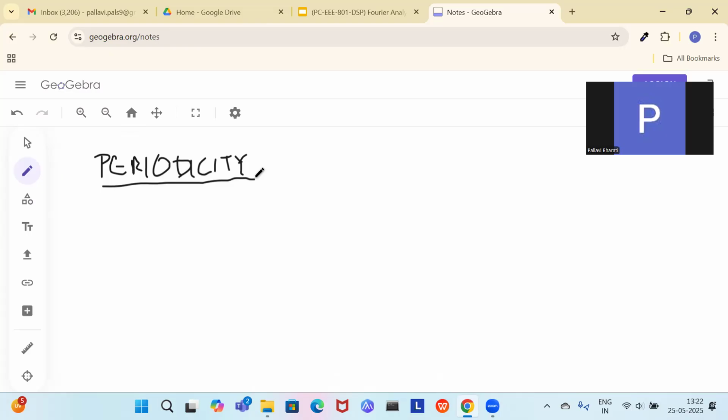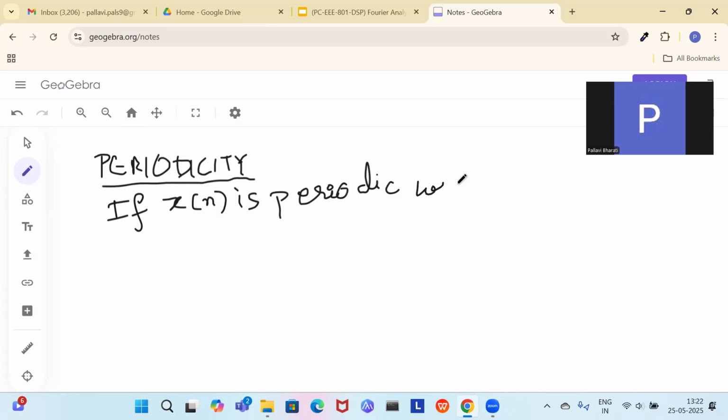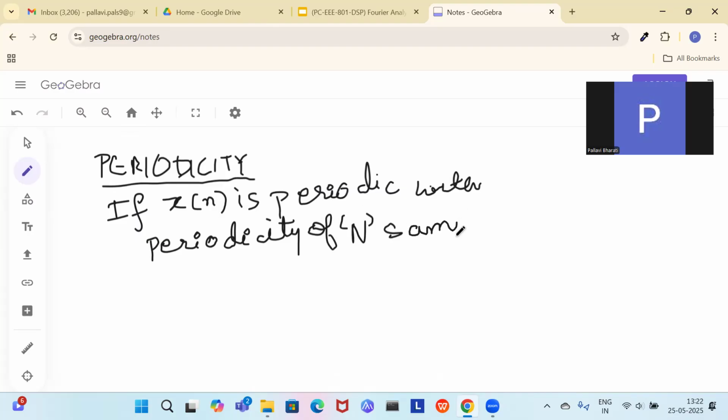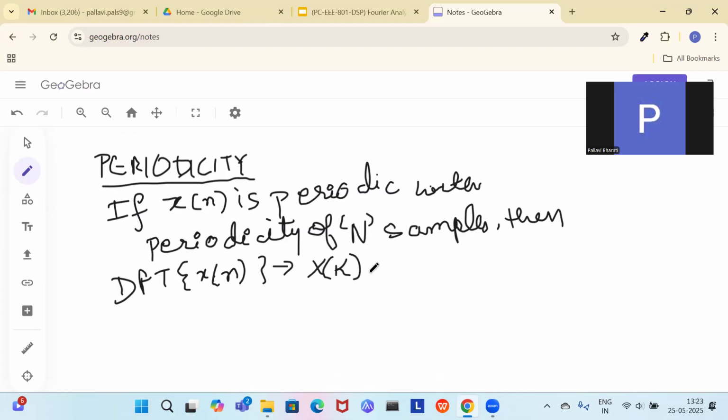So what does the periodicity property say? That if a sequence x(n) is periodic with periodicity of N samples, then the DFT of x(n), that is X(k), is also periodic with the same periodicity of N samples.